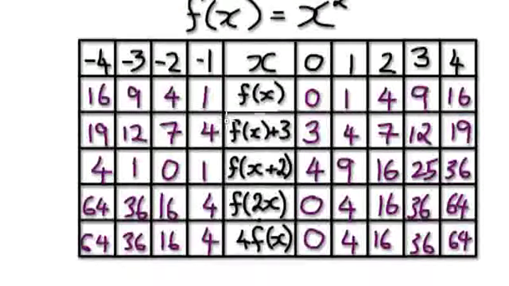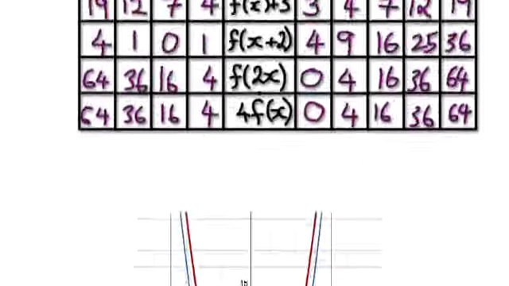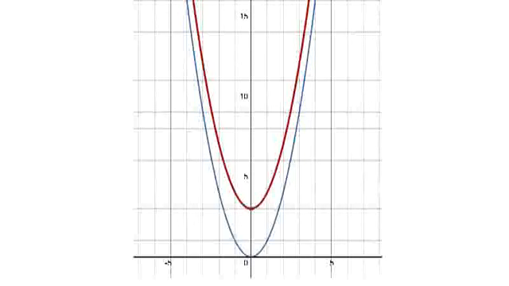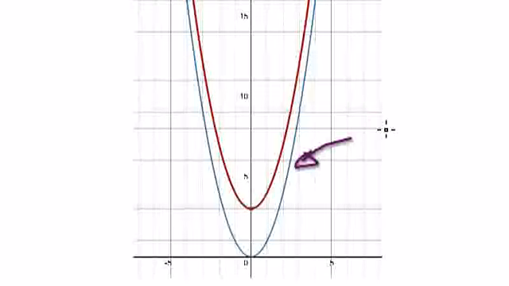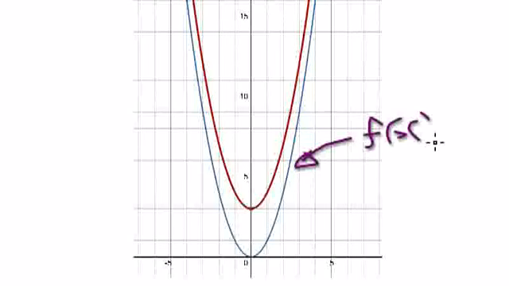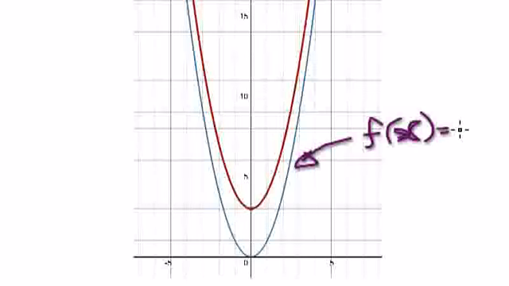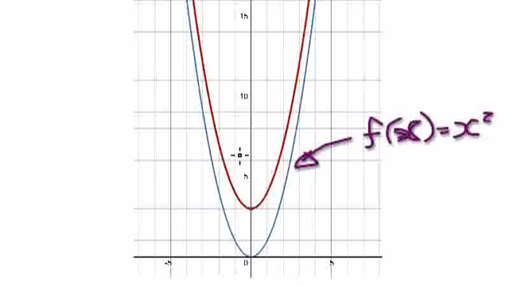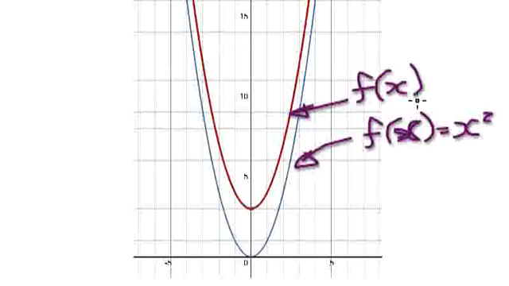Now in this video, we've looked at this one here, and now we are going to look at this one here. Let me just tidy this up. Oh, before I do, looking at this, the blue line here is f of x. Don't forget f of x here is defined as x squared. Now the red line here represents f of x plus 3.